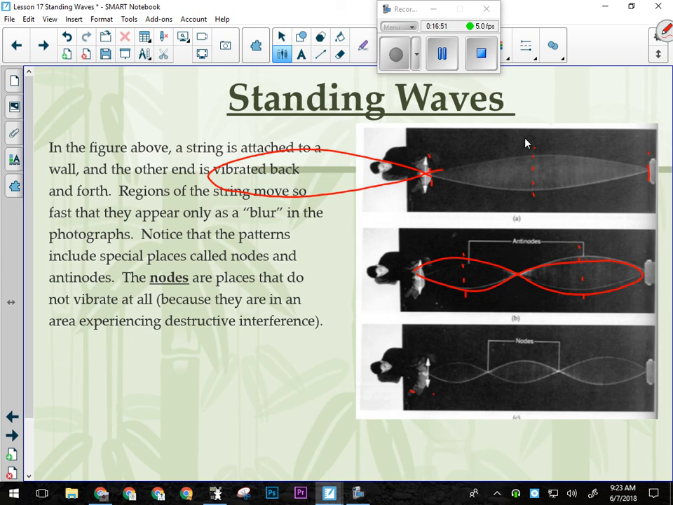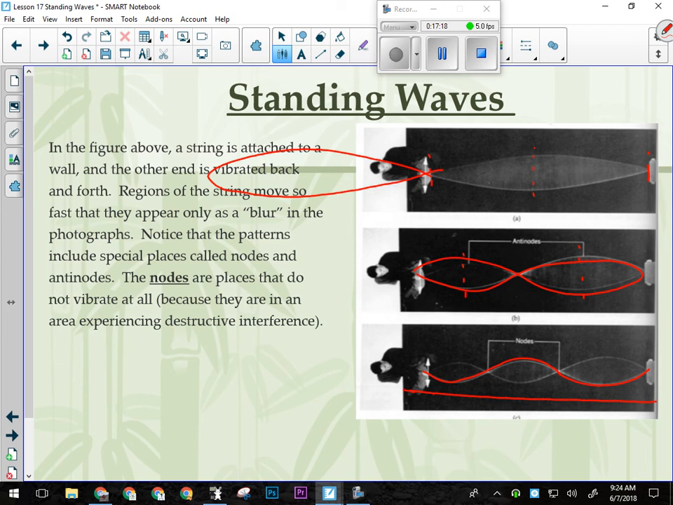In this pattern, how many wavelengths are on here? 1.5. There's one full cycle right here, and then this is another half a cycle. So we have 1.5 wavelengths on the spring in that situation, but I had to shake the spring three times as fast as the first time in order to get that. Standing waves occur at what we call resonant frequencies.